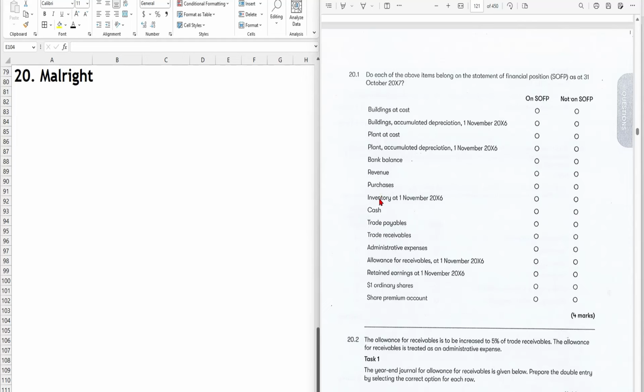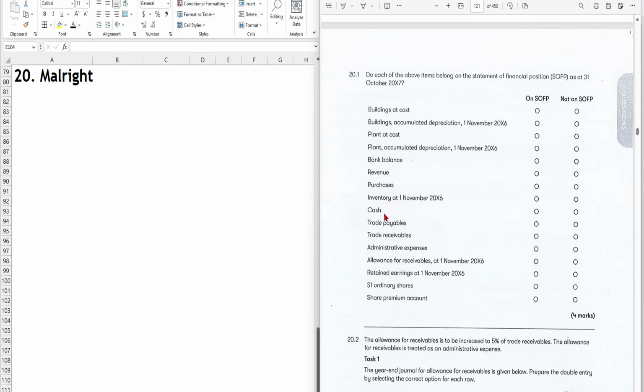Inventory at 1st November 20x6 is opening inventory. You will not find it in the SOFP; in the SOFP you will find the closing inventory. If they had mentioned inventory at 31st October 20x7, then that would appear in the SOFP, but this is the opening inventory. You can see the date. I have also mentioned in the previous video, for this kind of question, please make sure to check the year end date. It's very important. Accordingly, try to find the opening date. Opening will be the 1st November, that's why it's the opening one, and it will not appear in the SOFP.